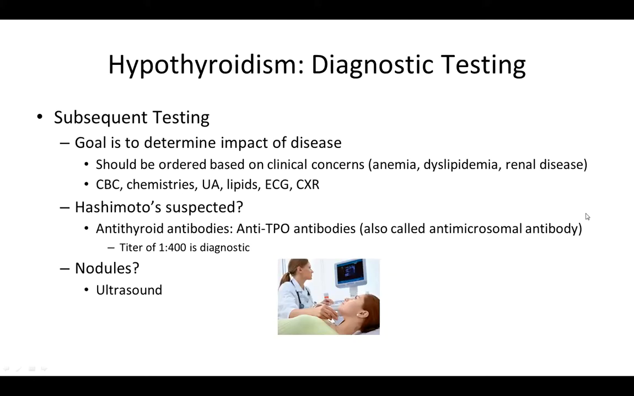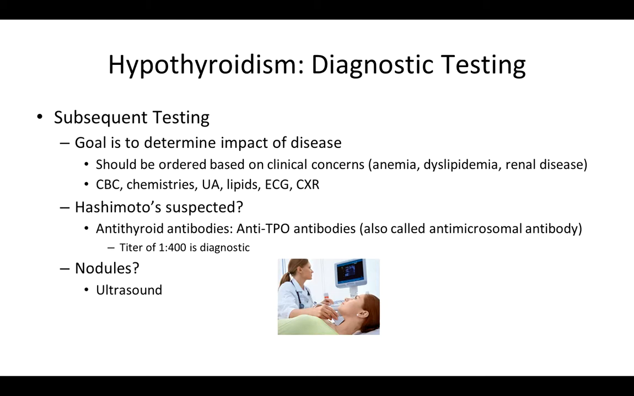So after you've done your diagnostic testing, now that you know that they have hypothyroidism and probably primary hypothyroidism, your goal is to determine how much impact the disease is having. So you're going to order additional tests based on your clinical concerns. So if you're concerned about impaired erythropoiesis, you're going to check their CBC for their H&H. If you're worried about lipid dysfunction, you're going to check their lipid levels and LFTs. If you're worried about renal disease, you're going to check a BMP to make sure that their kidney function is adequate.